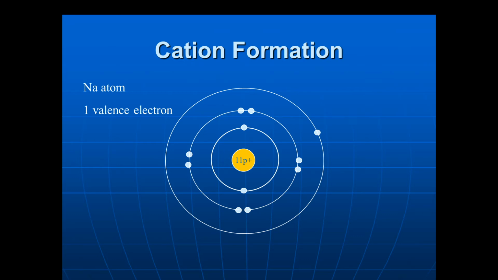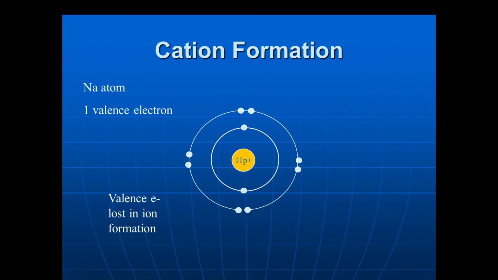So whenever this electron is lost by the atom from the valence shell, the whole outermost shell will be reduced, and finally the number of protons will become more than electrons. Here you will have 11 protons and 10 electrons left.